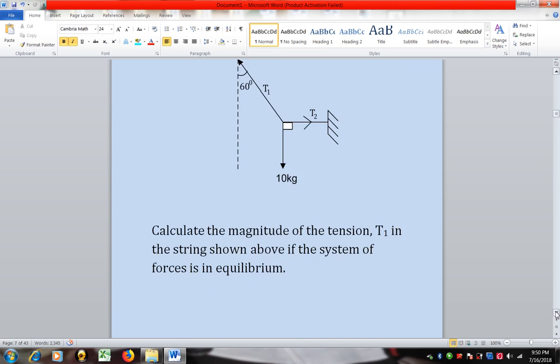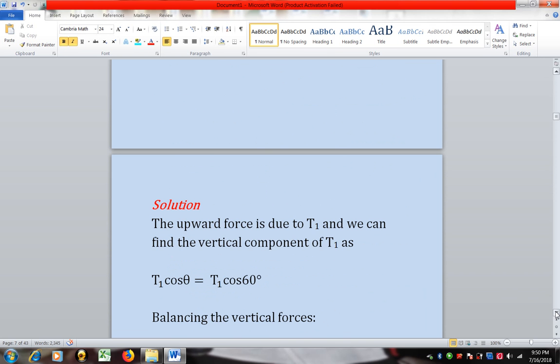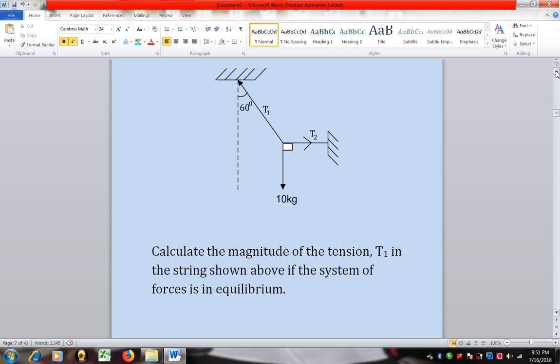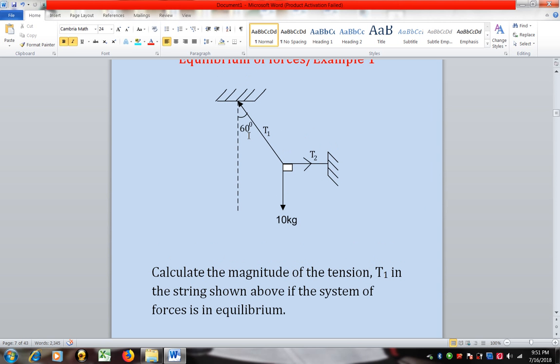So it means that the upward force which is due to T1 could be equal to the weight of the body which is acting vertically downward, because the two forces, the tension T1 and the weight of the body, are vertical forces, although T1 is acting upward and the weight of the body is acting downward. So what do we have? We know that the vertical component of T1, you see that T1 is making angle 60 degree with the vertical.